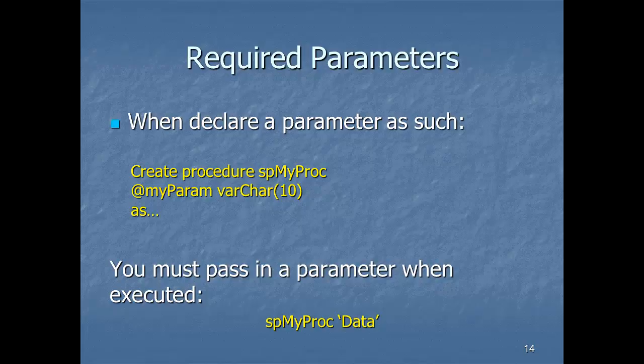So as I just mentioned, when you declare a parameter, as I have in this example, @myparam varchar 10, I'm telling it that the stored procedure has a parameter, and that parameter must be filled in. If you don't fill that parameter in, you're going to get an error. The example of how you might fill it in is on the screen here, where I would pass in SP myproc, and you'll notice that the data has apostrophes around it. Why? Because it's varchar type data, and we have to pass it in with the apostrophes around it.